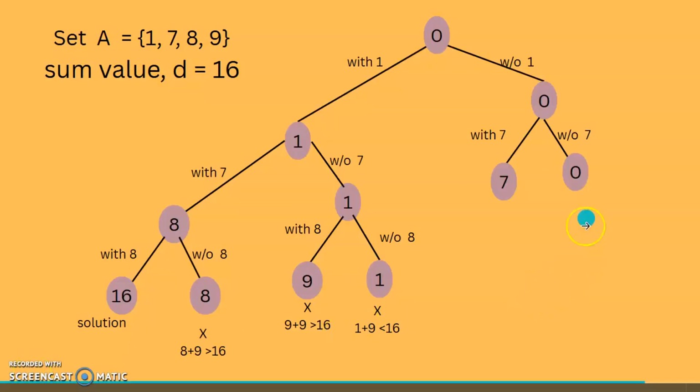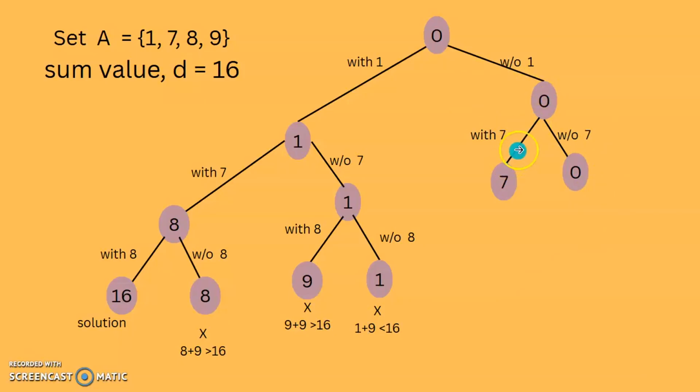When you consider the second element in this path, the left subtree is with 7, the right subtree is without 7. So what is the sum value available here? 0. So 0 plus 7, 7, and on this side, 0 without 7 means the same sum value will be carried out in this node also, 0.